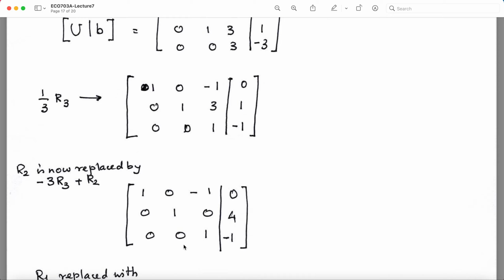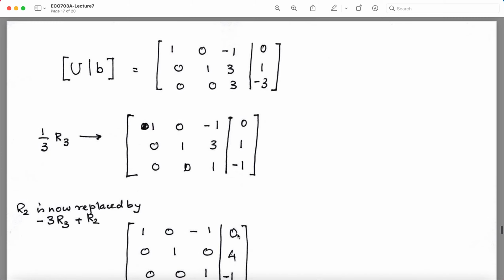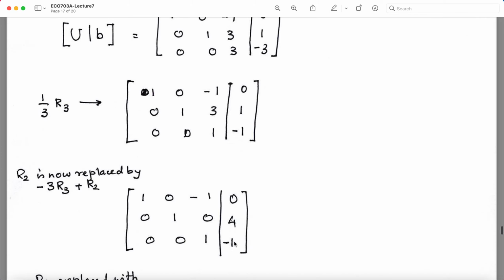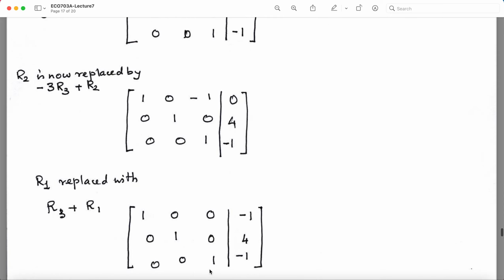So the best thing is to multiply by minus 3 R3. If I add it to anything in R2, I don't change these two, which is very important. This 0, not this diagonal. So once you do it, you multiply by minus 3 here and add it to R2. Minus 3 will give you 3 plus 1, it will become 4, and then this will become 0 1. Next step, you add R3 and R1 and replace R1 with that, so it will become 1 0 0.